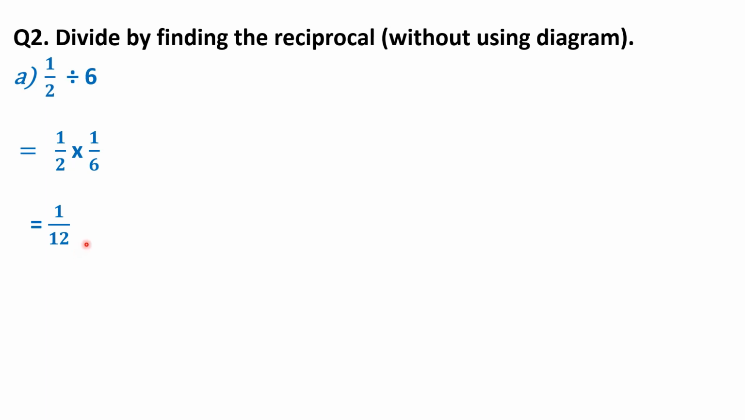Now the next one, you can see 1 by 3 divided by 5. Again we take the reciprocal. 5 will change to 1 by 5, and the division sign will change to a multiplication sign. So again when we multiply the numerators, we get 1, and when we multiply the denominators 3 into 5, we get 15. So our answer is 1 divided by 15.